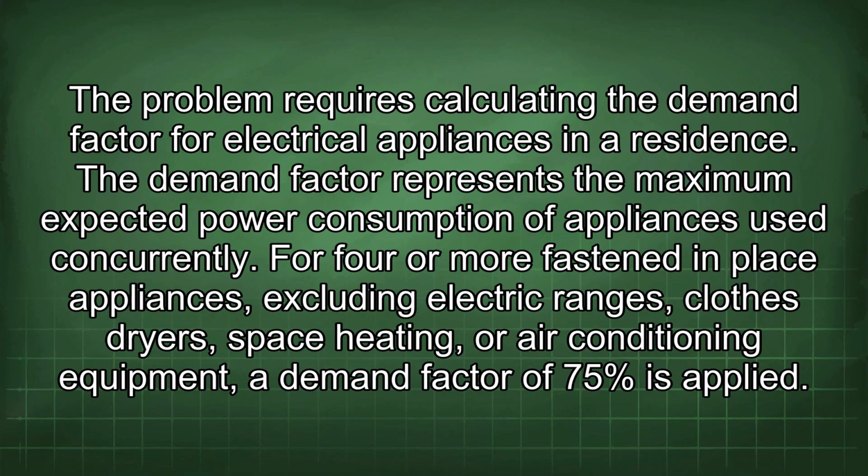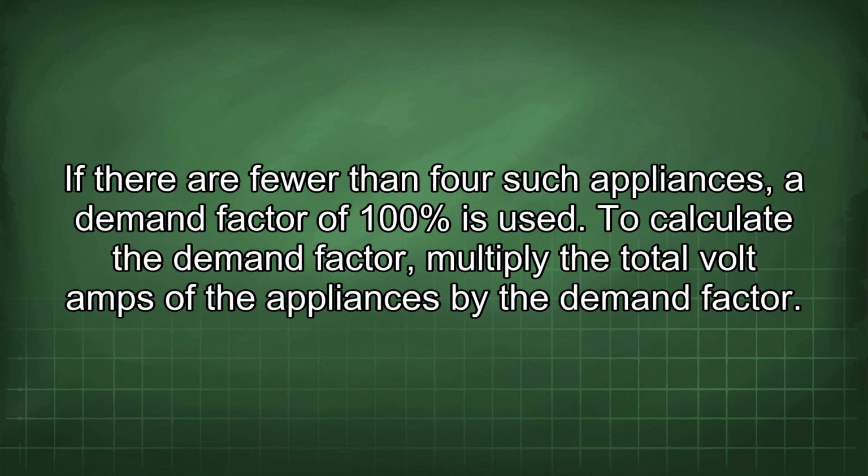The problem requires calculating the demand factor for electrical appliances in a residence. The demand factor represents the maximum expected power consumption of appliances used concurrently. For 4 or more fastened-in-place appliances, excluding electric ranges, clothes dryers, space heating, or air conditioning equipment, a demand factor of 75% is applied. If there are fewer than 4 such appliances, a demand factor of 100% is used.